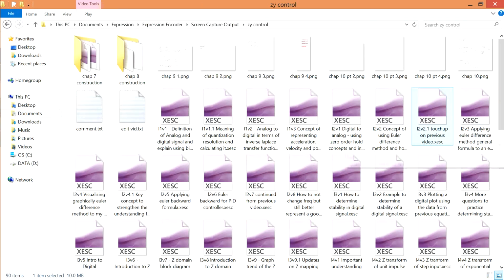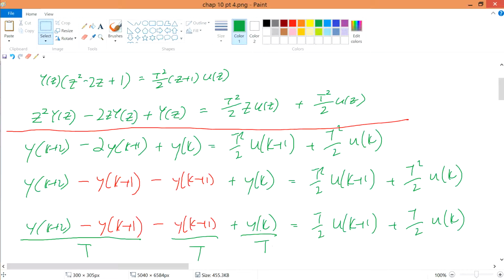For further understanding, to know more, you can watch these videos. There's one on visualizing graphically the Euler's difference method, a bit talking about that, but it's not that good. If you are free, you watch. If you are not free, then you just accept these definitions that I've just said, or repeat a few seconds ago and rewatch until you understand what I mean. But anyway, you just need to know that z squared Y(z) is y(k plus 2).